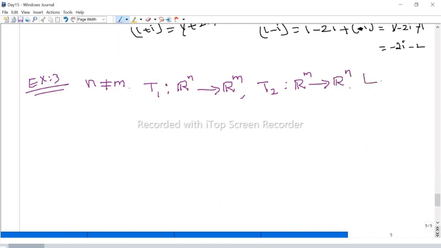There are two linear transformations such that the composition T1 composition T2 is a bijective function. It is given that it is bijective. Bijective means one-one and onto. Then which of the following is true?